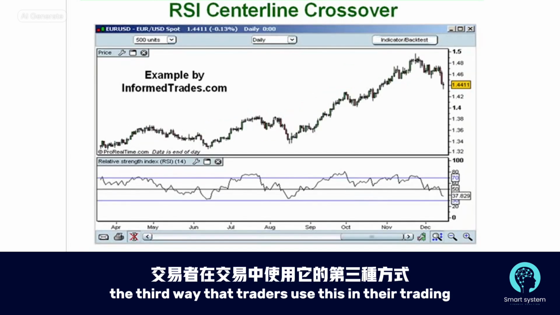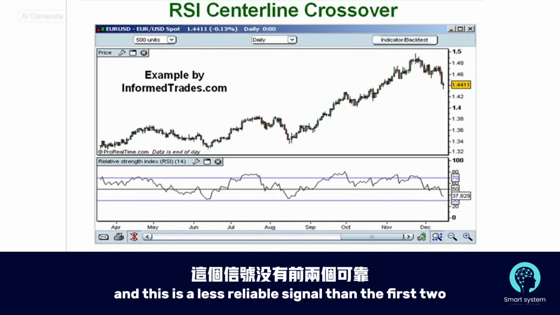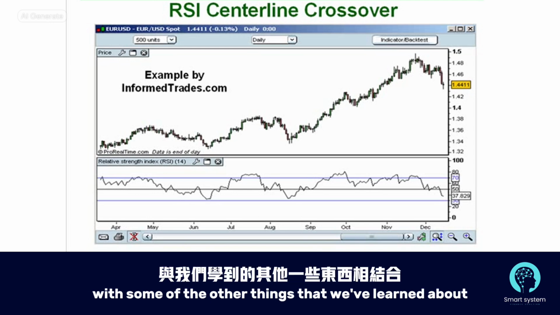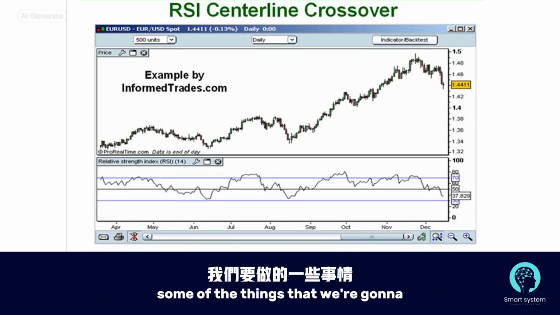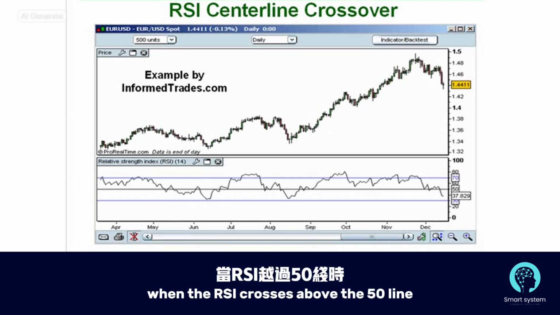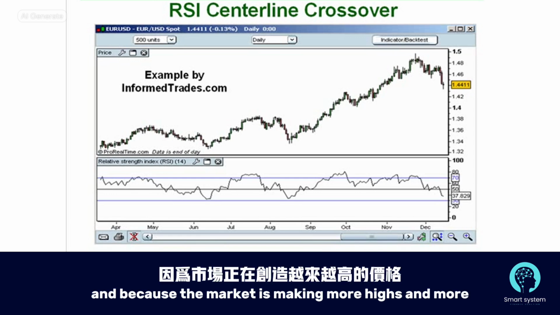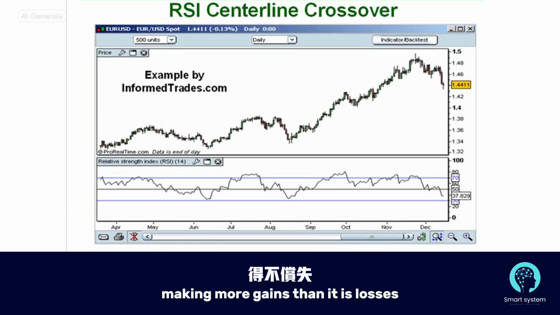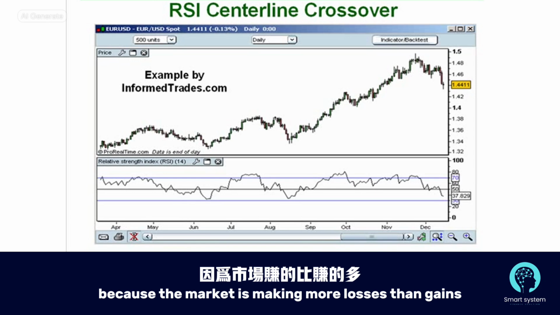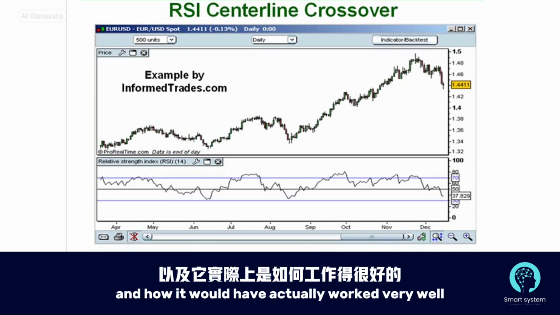The third way that traders use this in their trading is what's known as the centerline crossover, and this is a less reliable signal than the first two. So you're definitely going to want to use this one in conjunction with some of the other things that we've learned about, and some of the things that we're going to learn about in future lessons. Basically, when the RSI crosses above the 50 line, that's considered a bullish sign, because the market is making more gains than it is losses. And when it crosses below that center 50 line, that's considered a bearish sign, because the market is making more losses than gains.